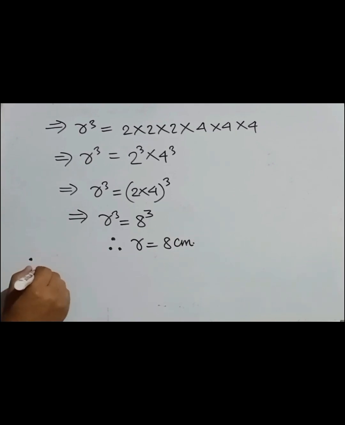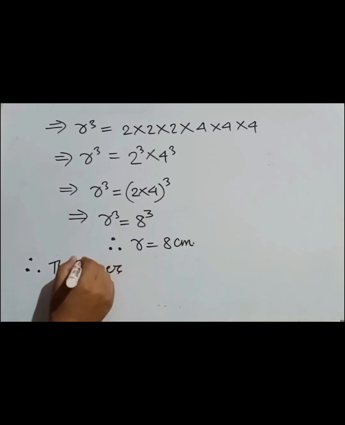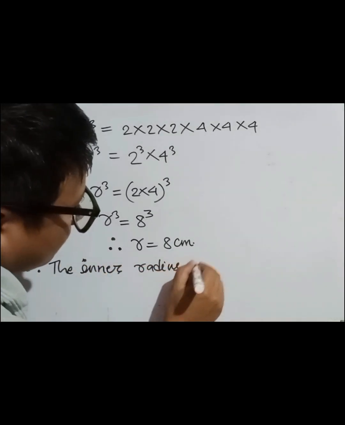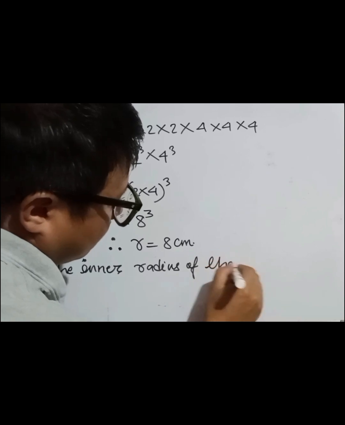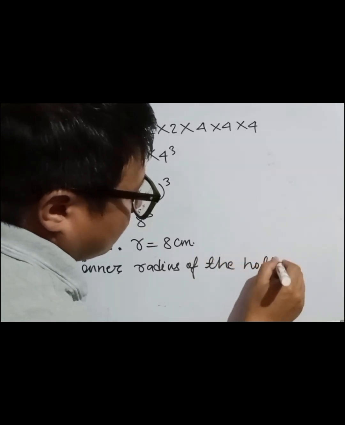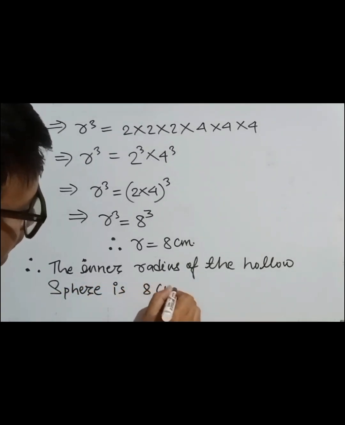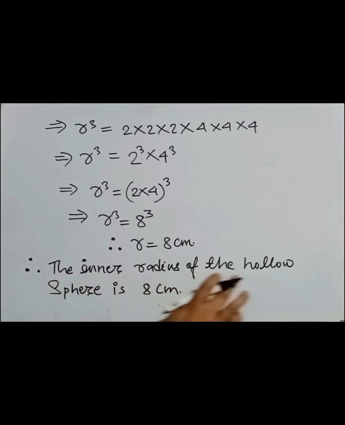Therefore, the inner radius of the hollow sphere, which is made by melting two given solid spheres of radius 1 centimeter and 6 centimeter, is 8 centimeter, and this is the solution to this problem.